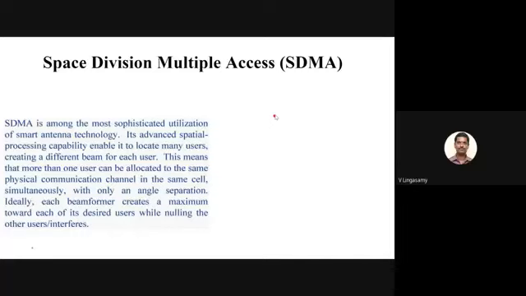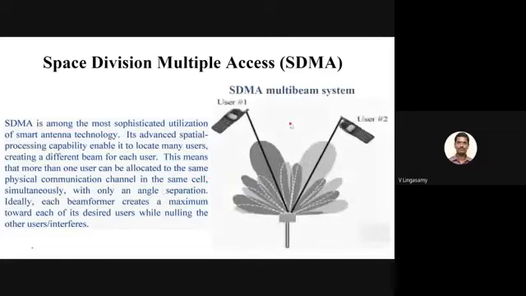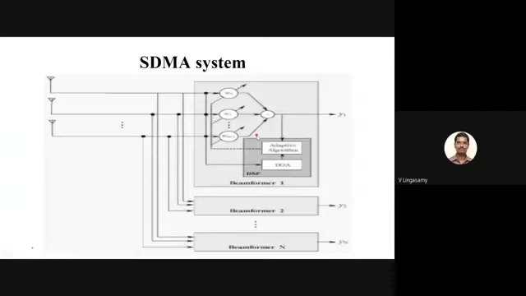Currently we are seeing some specs with 8 user MIMO, 7 user MIMO, 5 user MIMO, like that, which means 5 users can be catered at a time. So it will be like this. Here you can see with the help of this beam, I'm going to cater to this user, and with the help of this beam, I'm going to cater to this user.